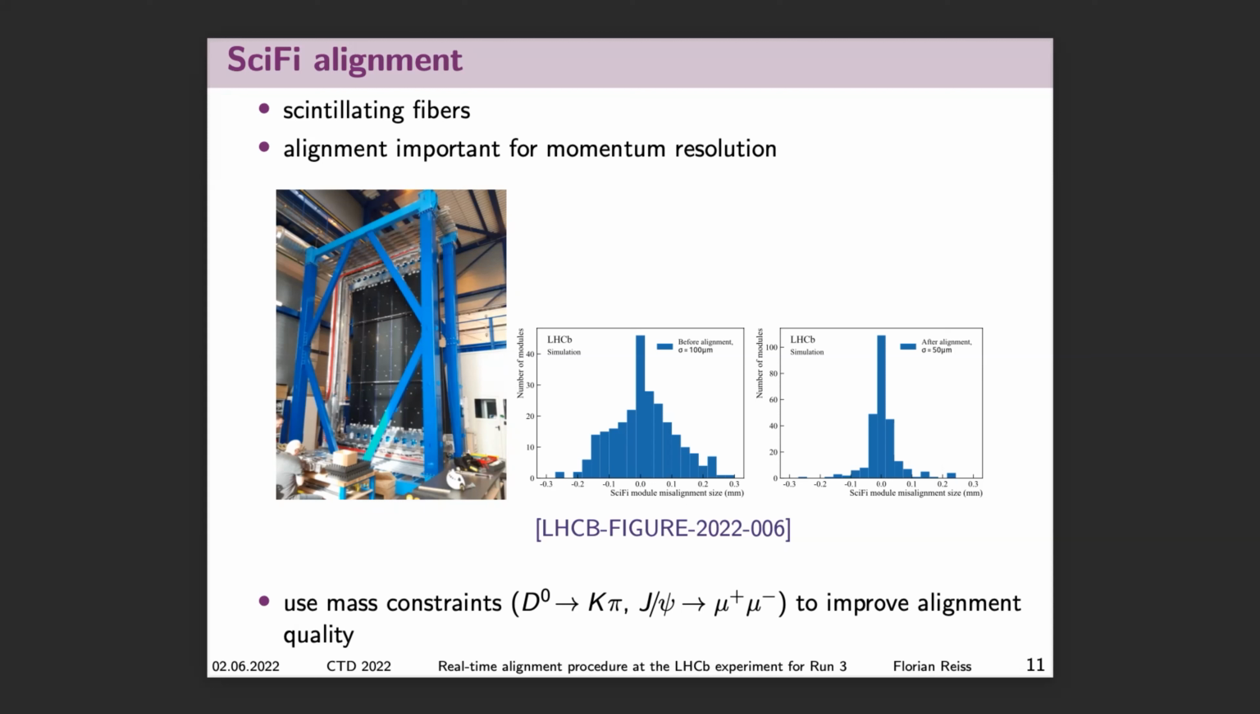Of course, this is only a very preliminary study, and we probably can do better by using additional mass constraints, for example from D0 to K pi decays or J/psi to mu mu decays, and also using a larger data sample to improve this precision.